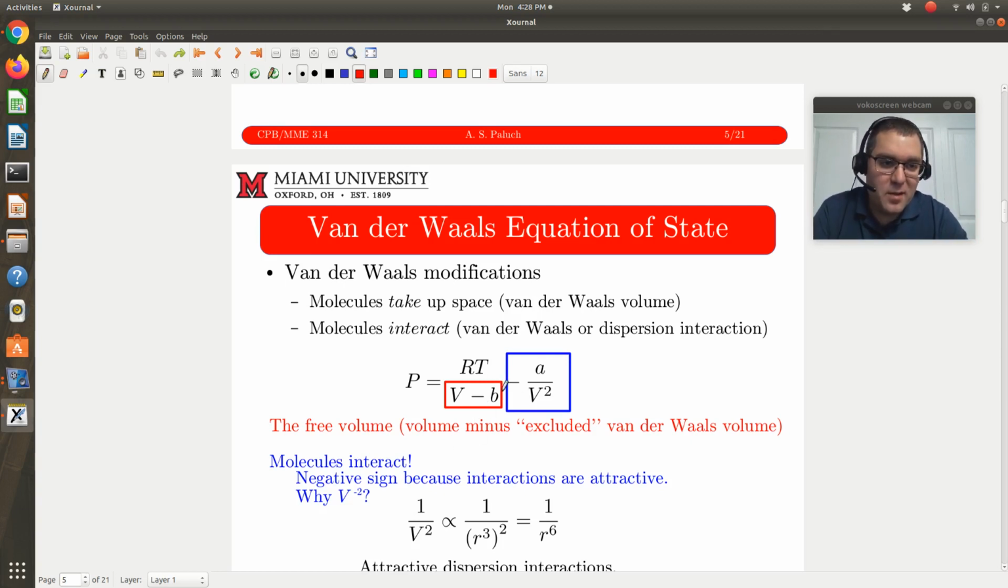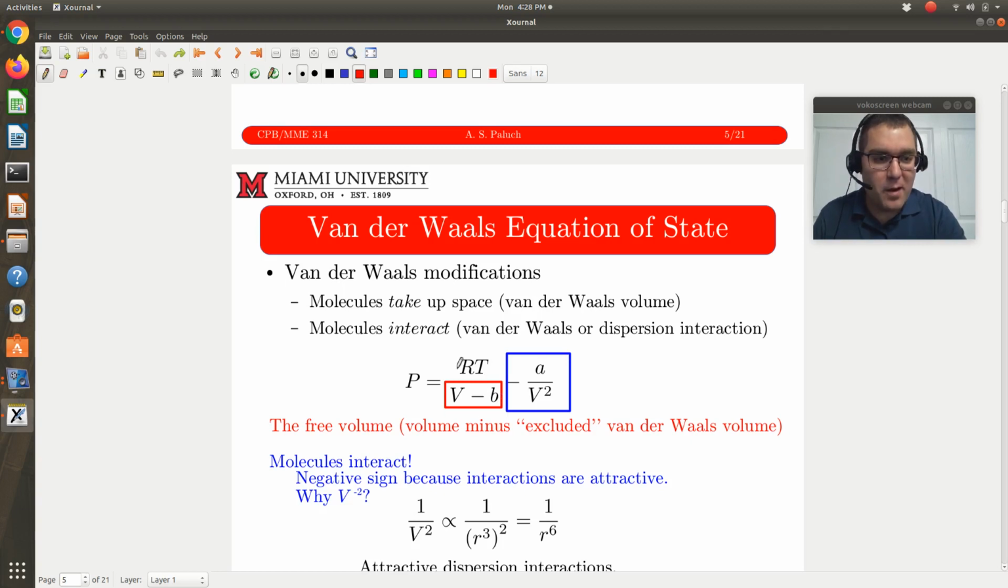B is typically called the van der Waals volume of my molecule. V is my molar volume, the volume per mole. B accounts for the physical space occupied by the molecules in our system, here on a molar basis. So V minus B then accounts for the free volume available to the molecules in our system. Okay. Again, we call this a semi-theoretical model. The idea is molecules occupy space, so the total volume is not available.